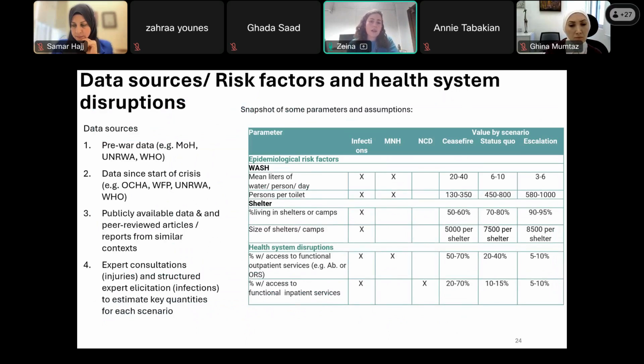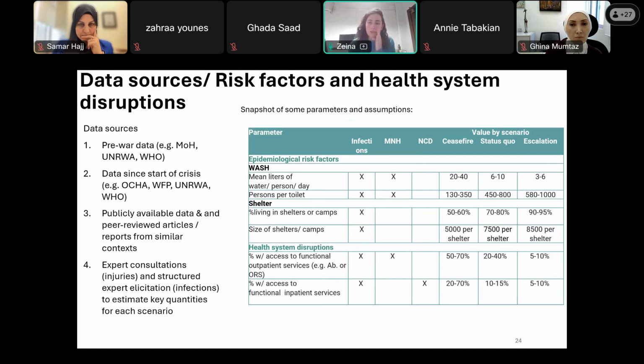So basically we relied on data on how many persons per toilet, so crowding, that was available, the size of the shelters, and how much health system disruption there has been, so has there been access to inpatient services. In all three scenarios, the ceasefire, the status quo, and the escalation, you put numbers and assumptions.